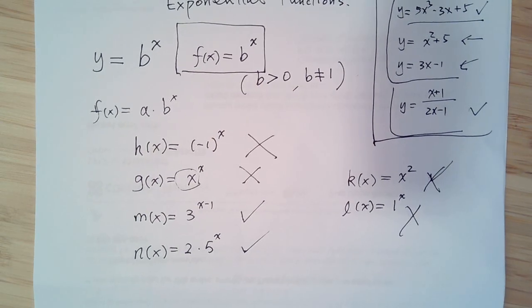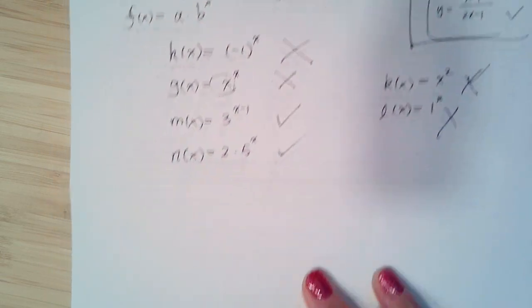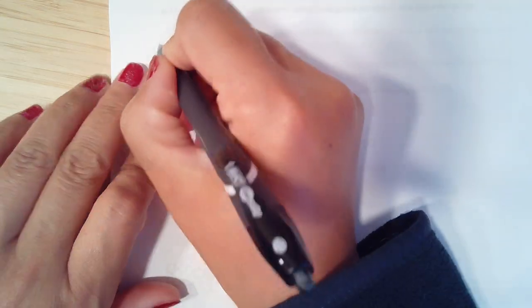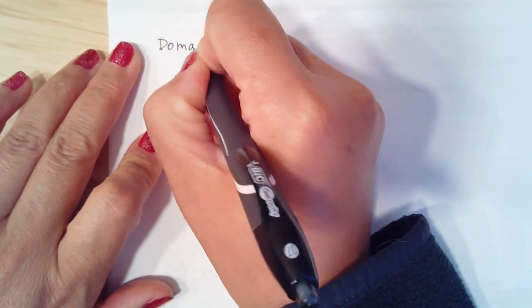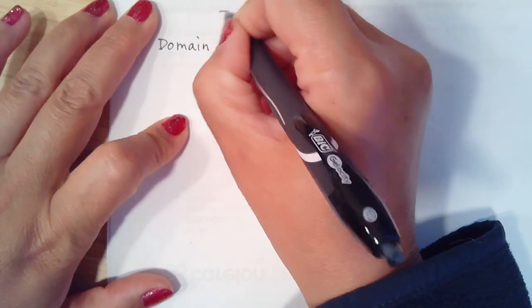Every time we talk about an exponential function, we talk about some features of that function, including domain, range, graph, things like that, right? So what is the domain of the exponential function?